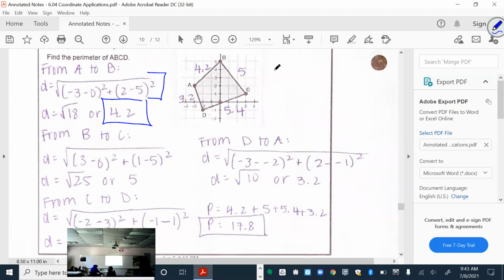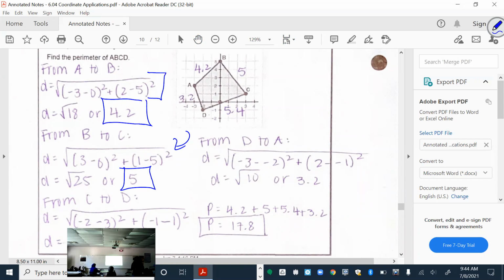Okay. So then for BC, you should have gotten 5. All right, that one was a whole number. So no matter how you entered it here, if you entered it the right way, you should have gotten 5.